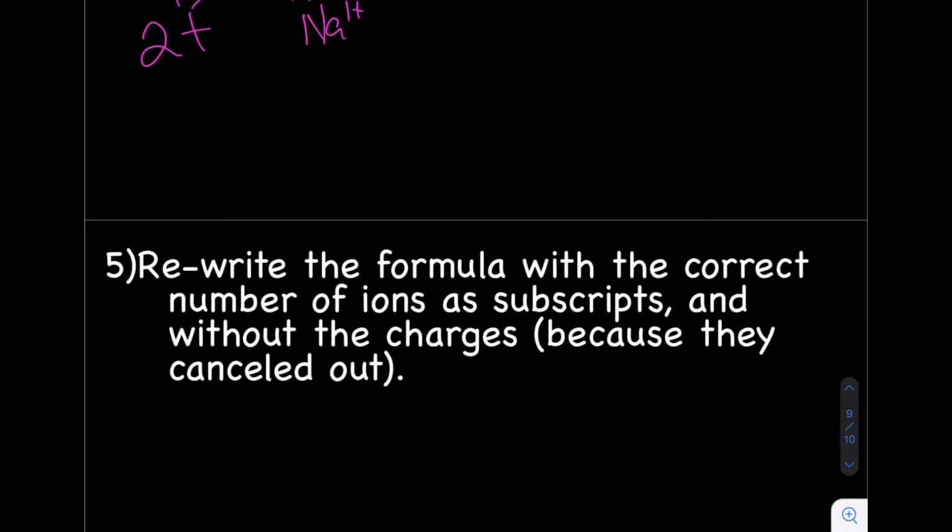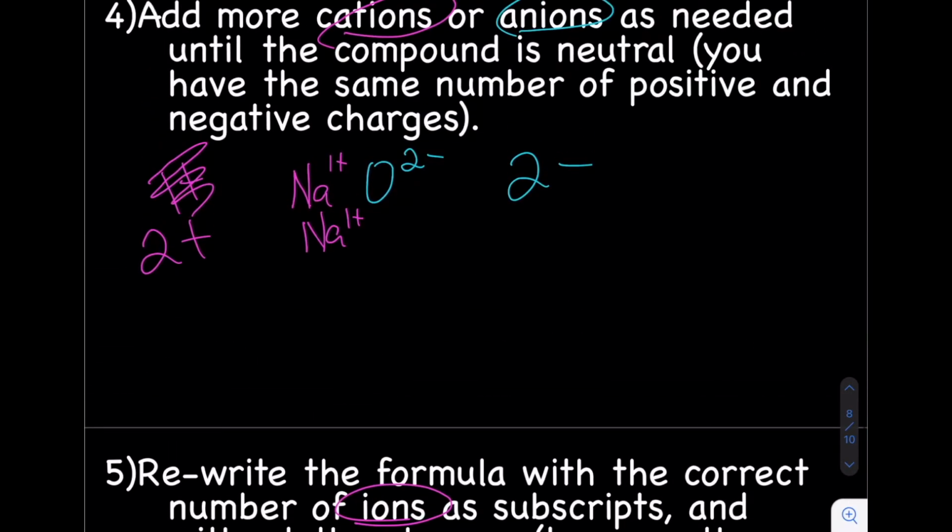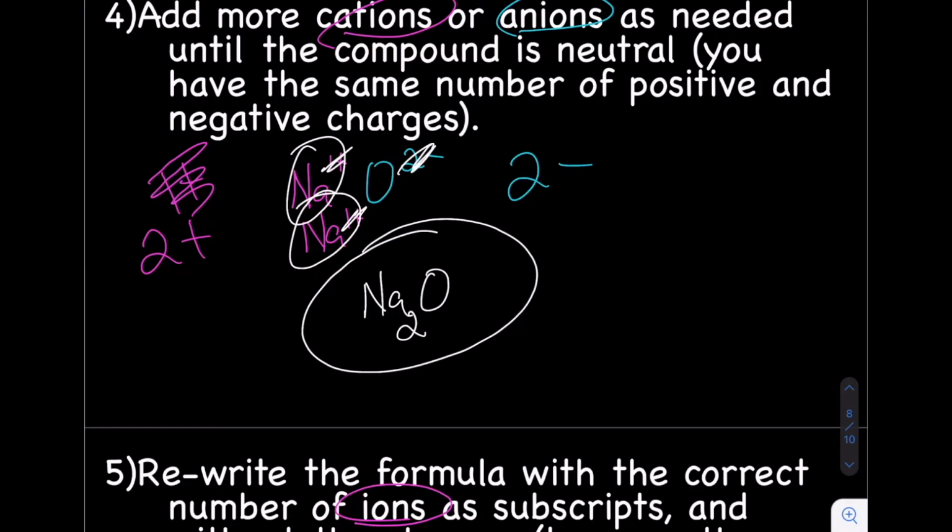We rewrite the formula with the correct number of ions as subscript. Number of ions, not the charge, because the charges cancel out. Since we have the same number of positive and negative charges, these cancel out. So we're now going to write our formula. We have both Na and oxygen, but we have 2 sodiums and 1 oxygen. This is our formula. And that's really all there is to writing formulas.